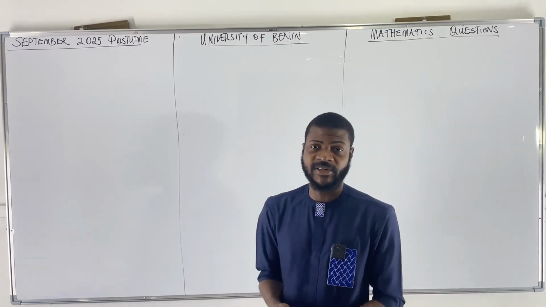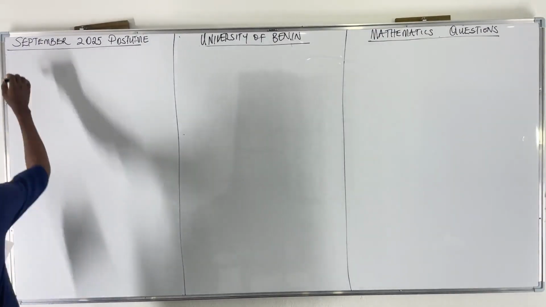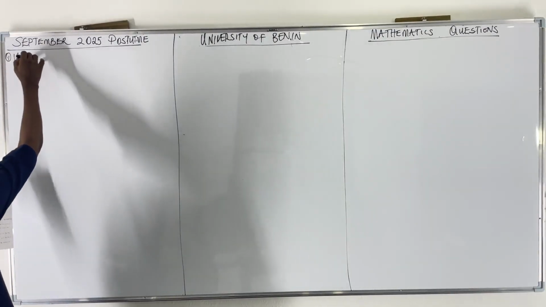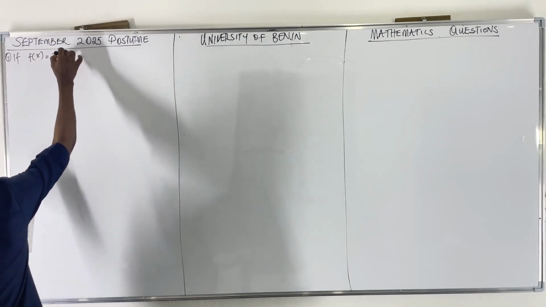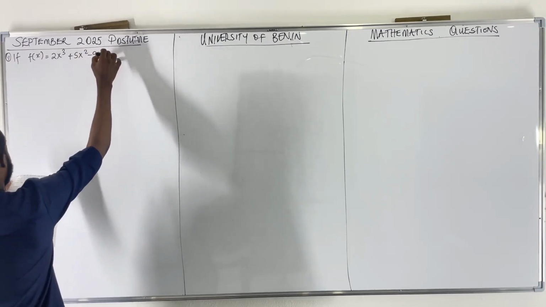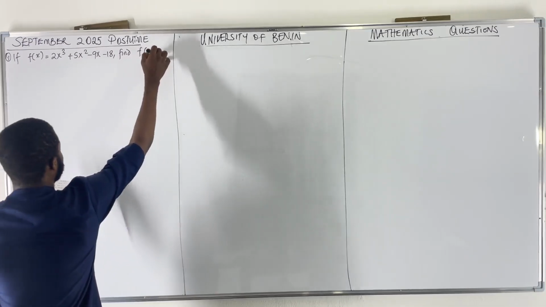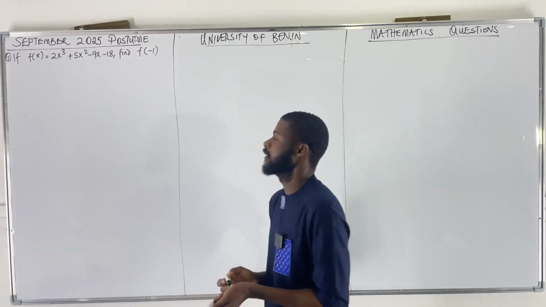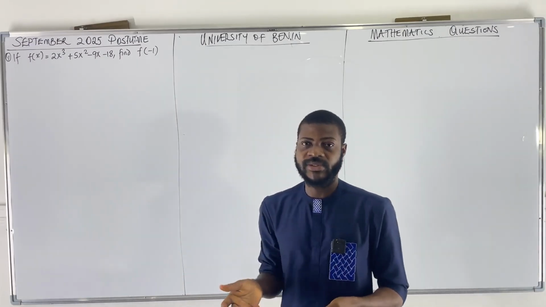For the first question on this video: if f of x is equal to 2x cubed plus 5x squared minus 9x minus 18, find f of minus 1. So it has to find the value of f of minus 1. This topic is called functions.